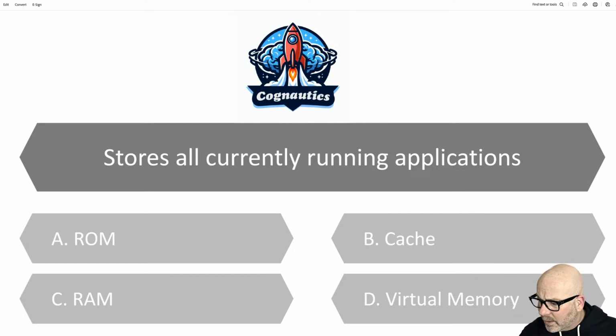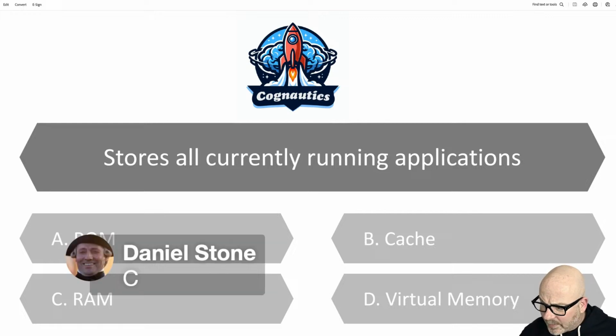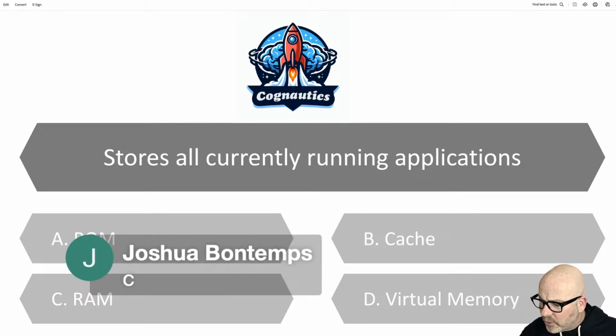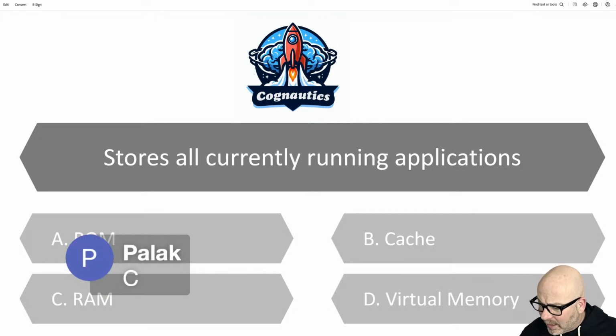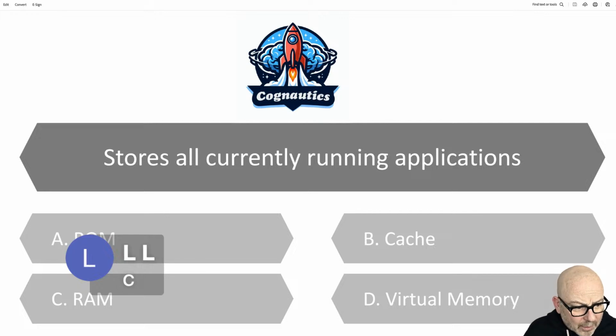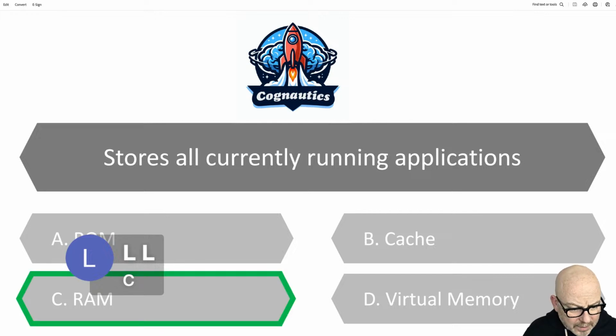Ooh, hello, Dan. We've got a C. Very interesting. We've got Josh, who's also got a C. We've got Nilikshan, who's got a C. And we've got Palak, who's got a C. You are all absolute superstars. Yeah, that was a nice, easy one. Oh, not forgetting LL. Hello, LL. Nice to see you all. That's also outstanding. So let's go on to the next one. You're all superstars. Yeah, that was correct.